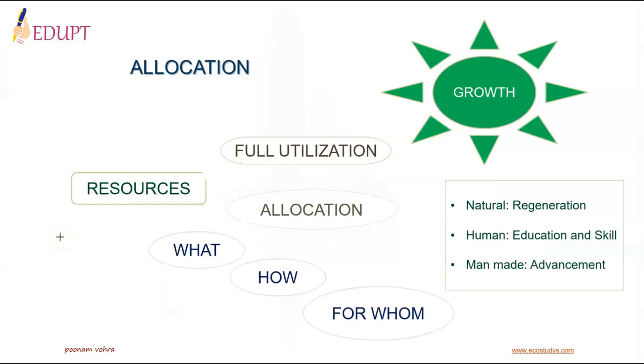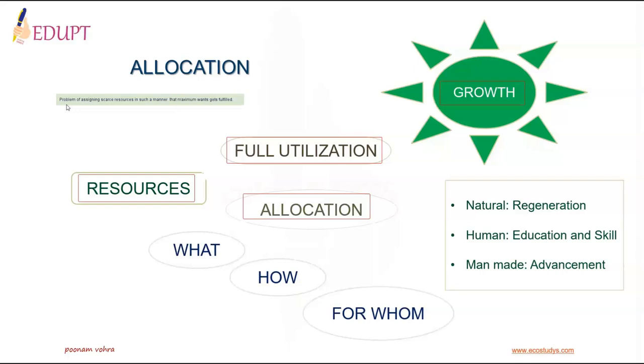We have learned that economic problem is the problem of choice relating to allocation, full utilization, and growth of resources. Allocation of resources refers to the problem of assigning scarce resources in such a manner that maximum possible wants in an economy get fulfilled. This is concerning what to produce, how to produce, and for whom to produce.